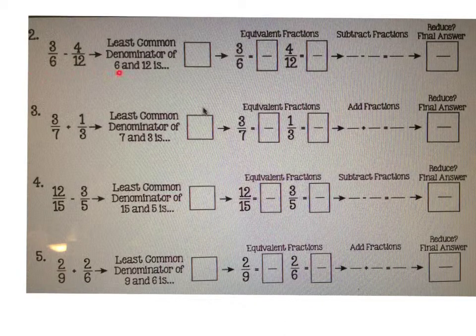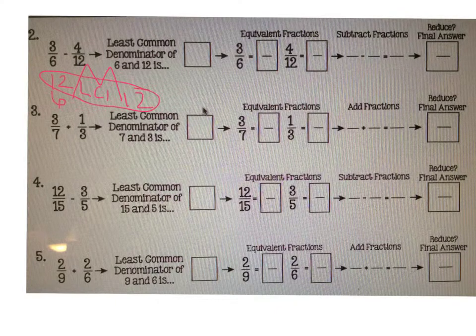So we're going to look at this problem first. And you see that we have 3/6 minus 4/12. So our very first step, since the denominators are different, we are going to do the big M and find out what our common denominator is. So when we have 6 and 12, we know we can go up to 12 from 6, 12, and then our LCD will become 12.